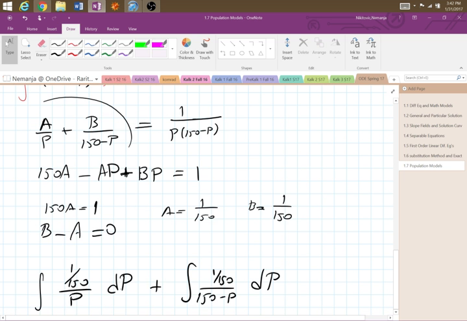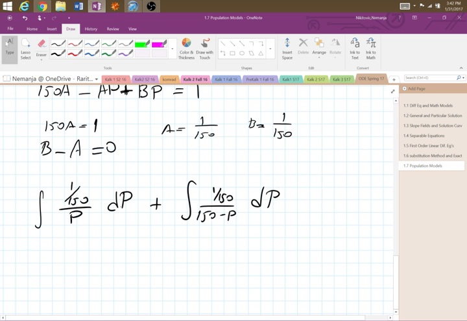So everything came from right there. We calculated A and B. So now the first one is 1 over 150 ln absolute P, plus the second one is 1 over 150.